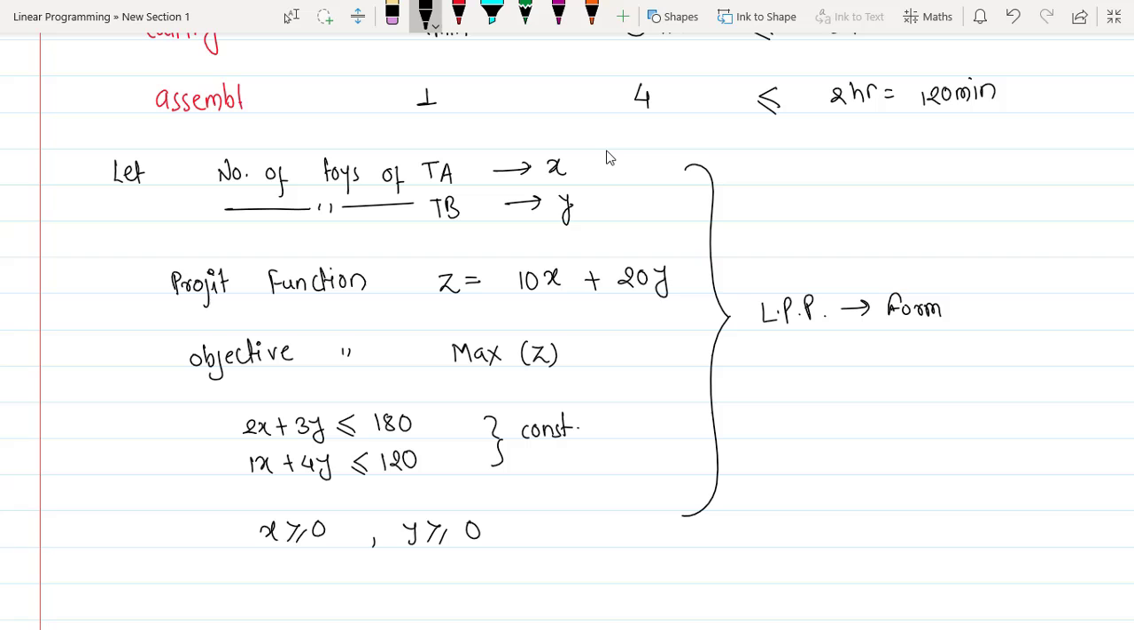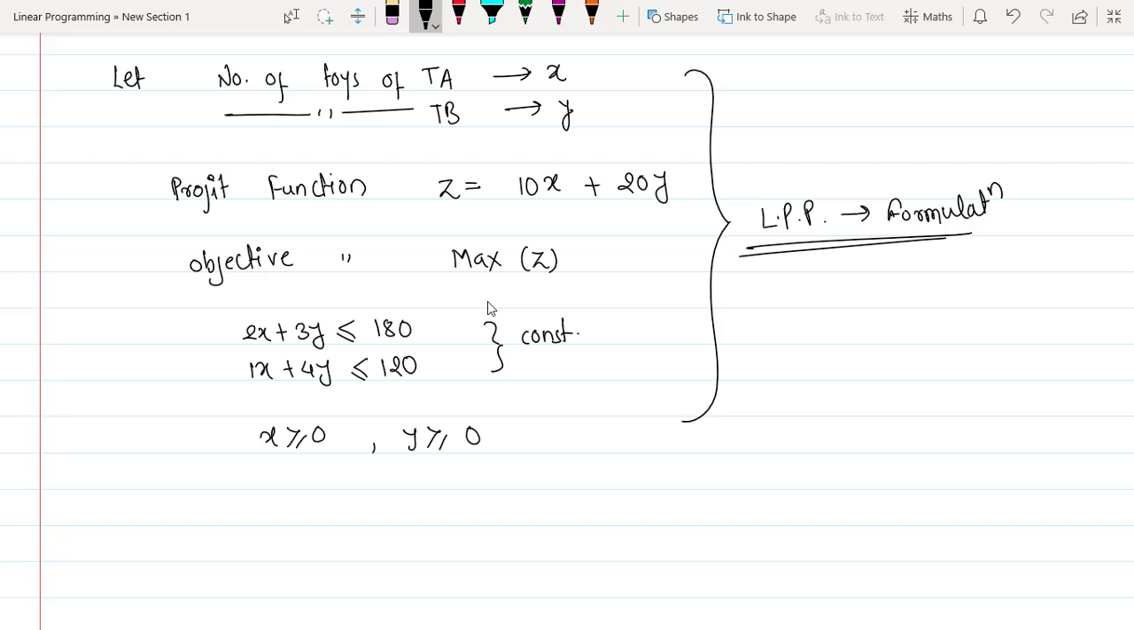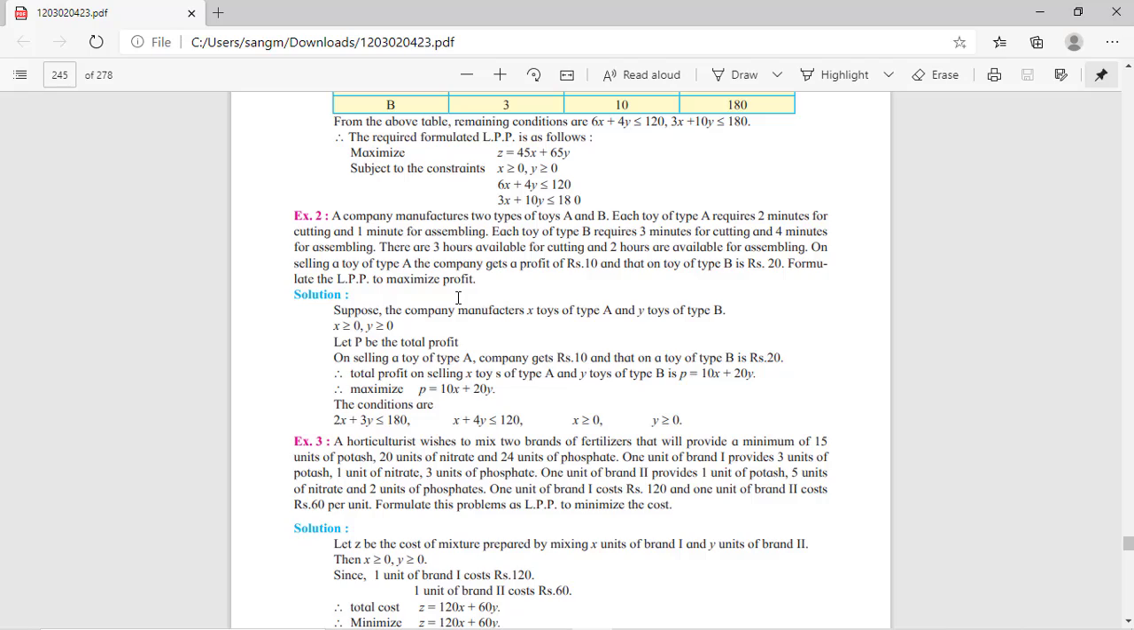Formulation is very important to get the values of x and y. In this class we are just looking at the formulation. In the next class we will look at the solution to these LPPs. Great. Now let's see the next example and we will stop here.